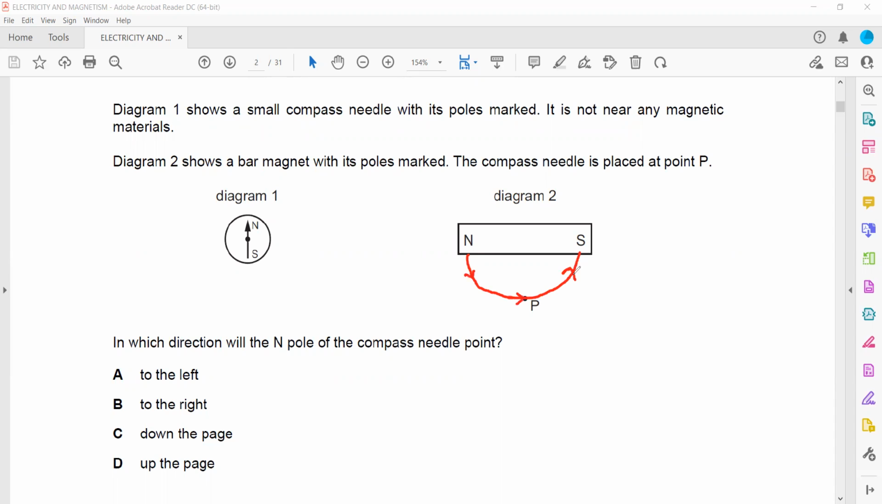Now, whenever we place a compass needle, it always points in the direction of the magnetic field. So how will the compass needle point as we place it at this position P? It will point in the same direction as the magnetic field, so it will point towards the right hand side. That's why B is the right answer.